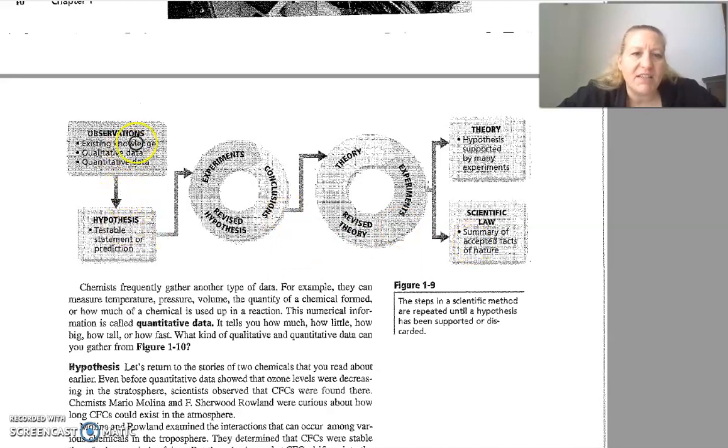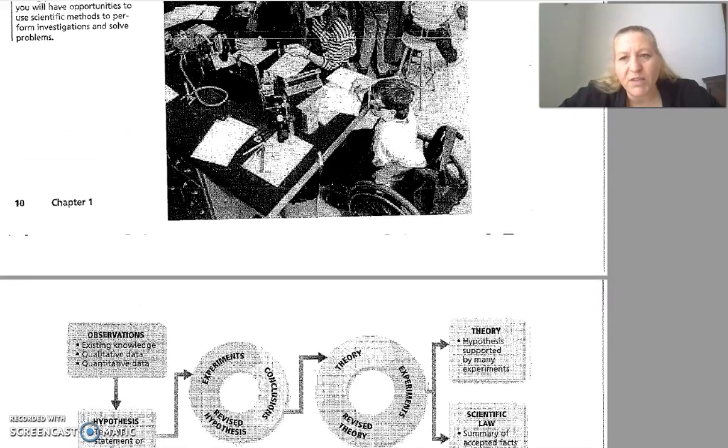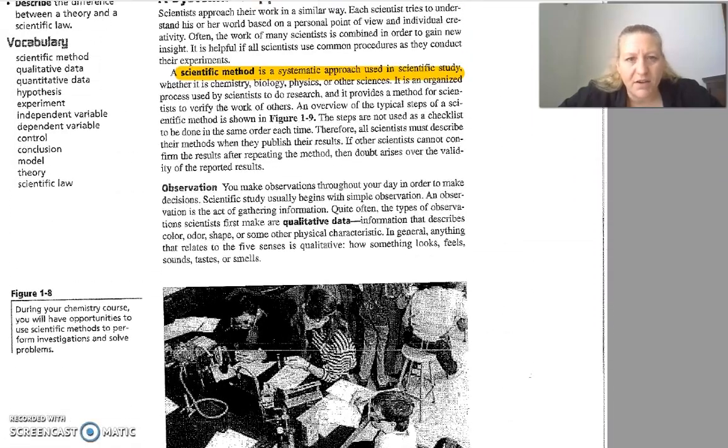Here is figure 1-9. We're going to talk about each of these. We have observations, hypothesis, we perform our experiment, you might revise your theory, and then if enough people test it, it could become a theory or a scientific law. Those are the steps of the scientific method.